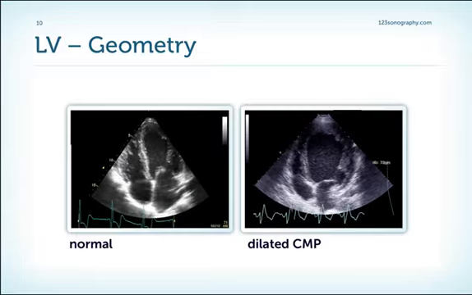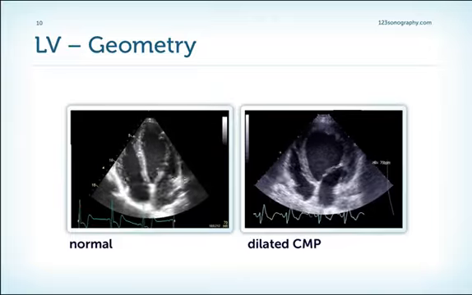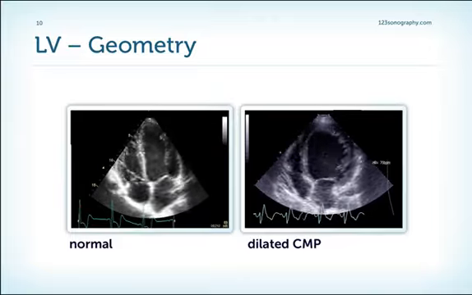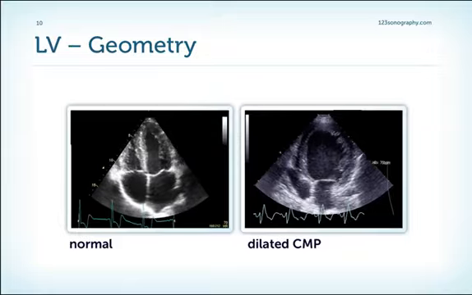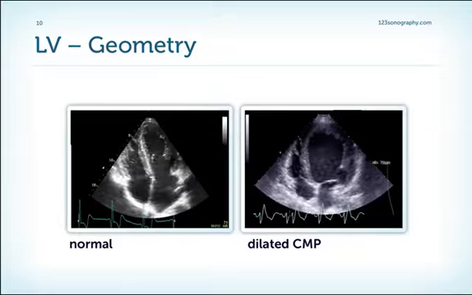This is an example. On the left, you see a normal left ventricle, the truncated ellipsoid shape with a fairly long and narrow left ventricle, while on the right side, you see the typical rounded shape of a dilated cardiomyopathy.